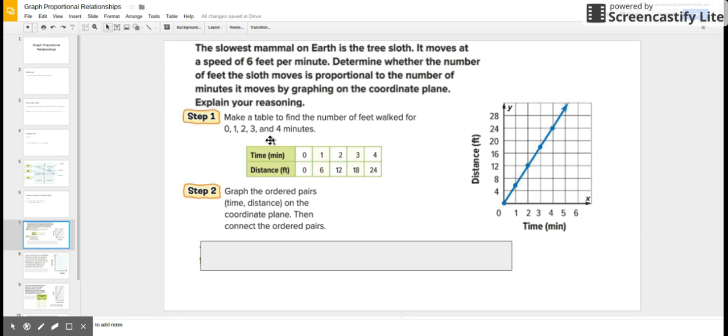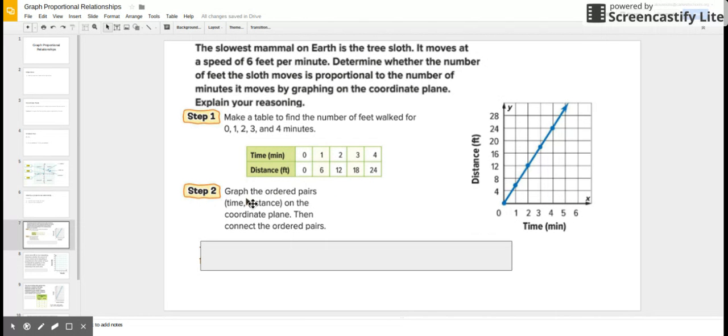So first thing we're going to do is make a table to find the number of feet walked for 0, 1, 2, 3, and 4 minutes. In 0 minutes, it's not moving, right? In 1 minute, it moves 6 feet, since it moves 6 feet per minute. In 2 minutes, it would move 12 feet. In 3 minutes, it would move 18 feet. And in 4 minutes, it would move 24 feet. Each time, I'm adding a distance of 6 feet.